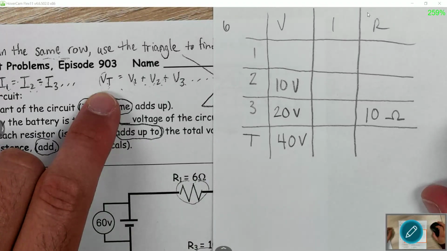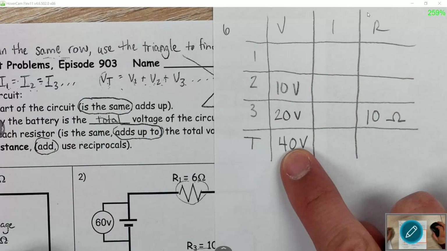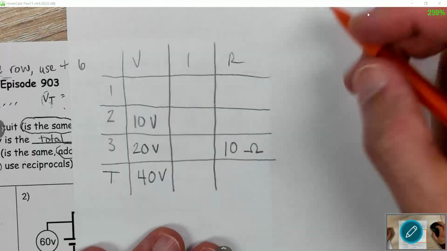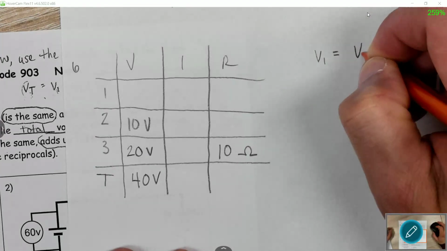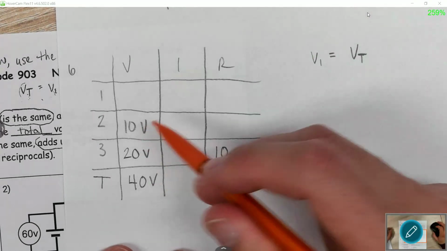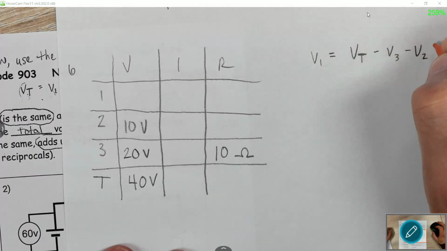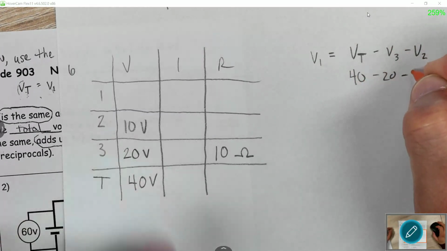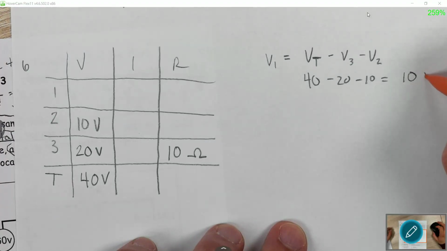The total voltage is equal to all the voltages added together. But you already know the total. So what could you do? Subtract. So you could do it that way. All right? And so to find V1, you would do the total voltage first minus those 2 to get that. So total voltage minus V3 minus V2. All right, so pretty much 40 minus 20 minus 10, which equals 10. 10 volts.